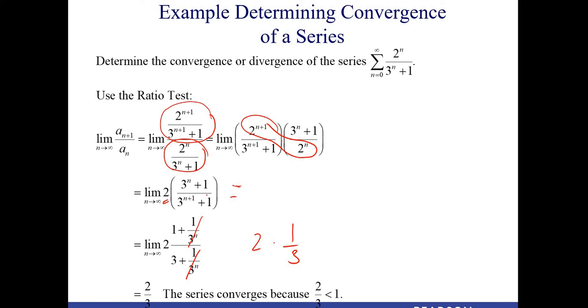Now, I would look at this a different way, get the same answer. As n approaches infinity, these are inconsequential. 3 to the n over 3 to the n plus 1 is the limit as n approaches infinity of 2 times 1/3. Again, I get 2/3 for my answer, and I can prove convergence because that is less than 1.